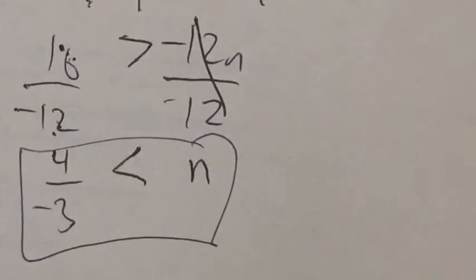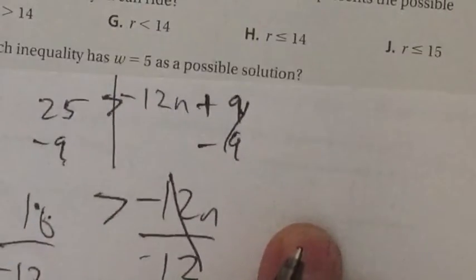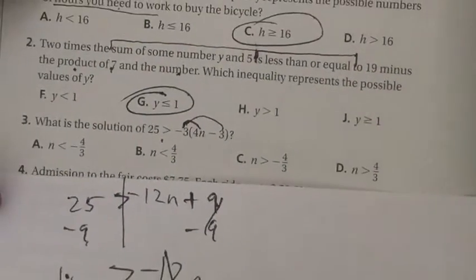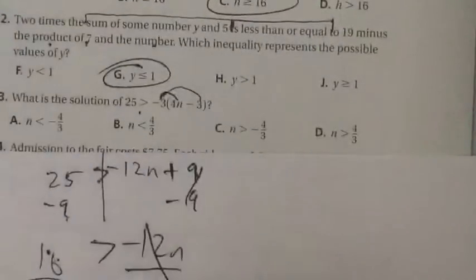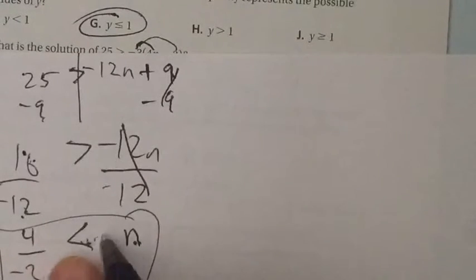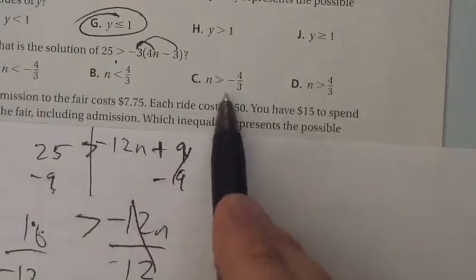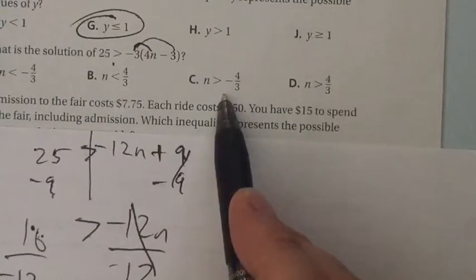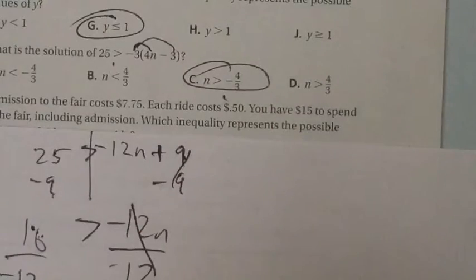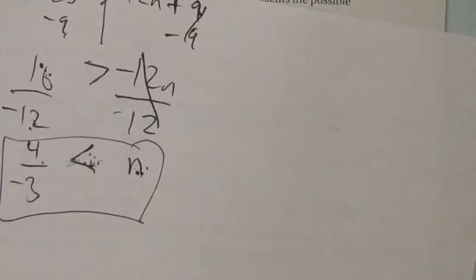Now, here's what you got to watch out for. You did all that work. You flip the sign. Look at your answer choices. The answer choices have n on the left side. All the answer choices do. Let me zoom out. I'm sorry. All the answer choices have n on the left side. So what you got to make sure is your answer has the alligator biting the n. You want the greater than pointing to the n, the mouth pointing to the n, and the pointer part pointing to the number. So you want n is greater than negative 4/3. And it is negative because of that dividing by negative 12. So there you go.